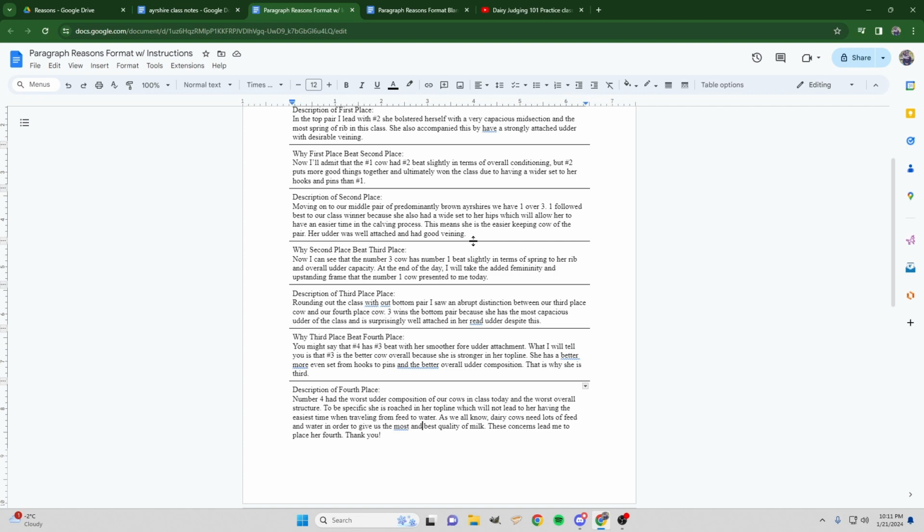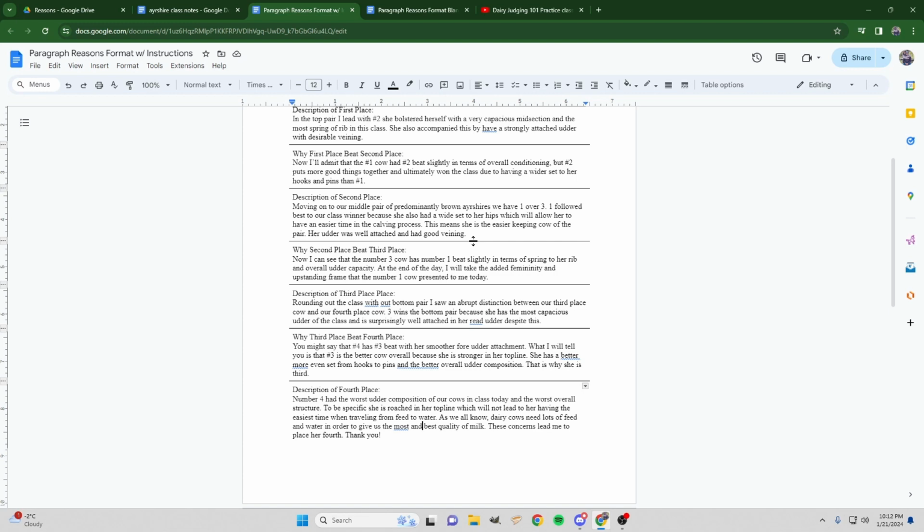Now I can see that the number 3 cow has number 1 beat slightly in terms of spring to her rib and overall udder capacity, but at the end of the day, I will take the added femininity and upstanding frame that the number 1 cow presented to me today. Rounding out the class with our bottom pair, I saw an abrupt distinction between our third place cow and our fourth place cow. Number 3 wins the bottom pair because she has the most capacious udder of the class and is surprisingly well attached in her rear udder despite this.